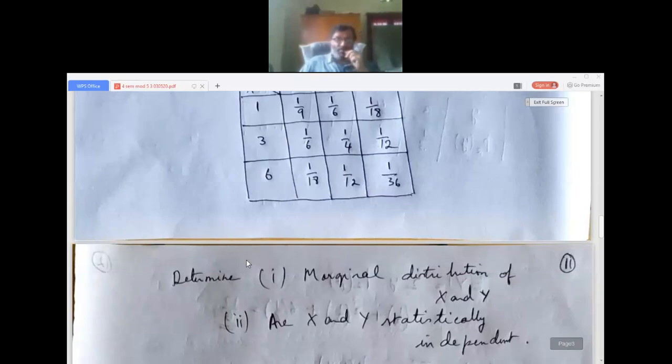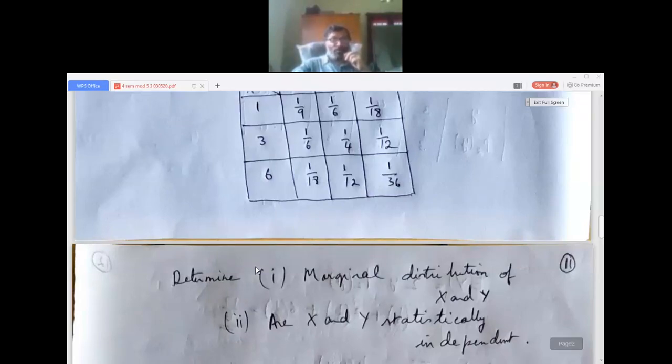Same as the previous question: determine marginal distributions of x and y. And they have asked one extra question, a second sub question. I'll tell you what that is. Are x and y statistically independent? The first one is determine marginal distribution of x and y. The second sub question is, are x and y statistically independent?